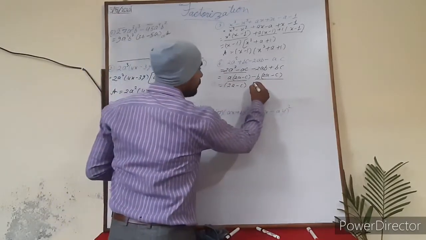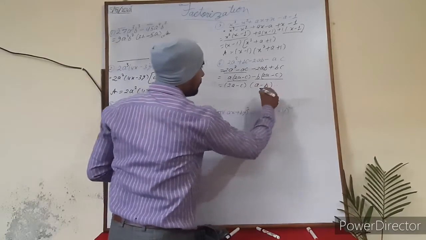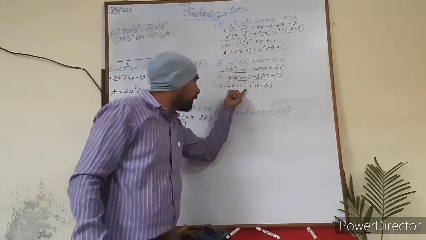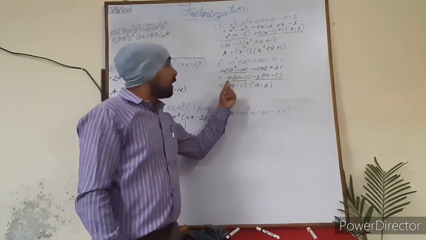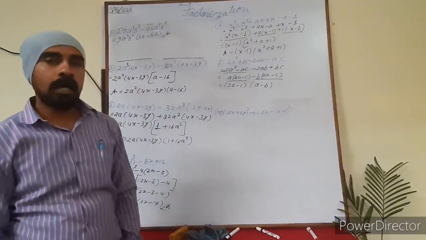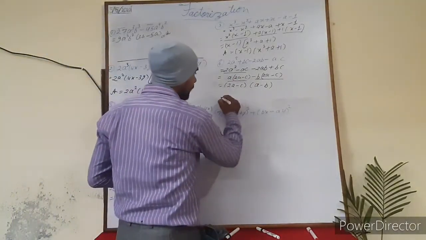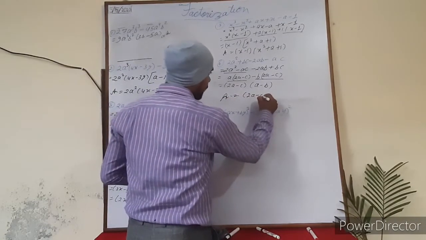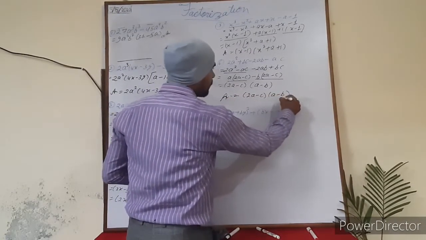And what is inside of the bracket? That is a minus b. So if you will see in this question, 2a minus c has been taken as common, so in another term that is a minus b. So that has been done. I hope that you have understood. So finally the answer is this. So answer is equal to 2a minus c and a minus b.